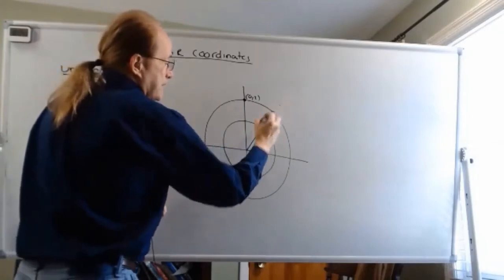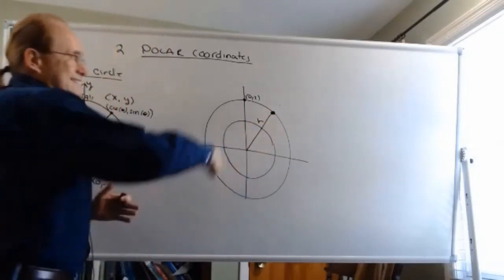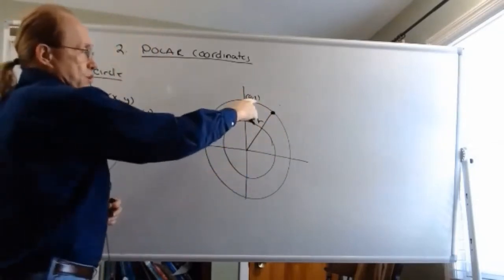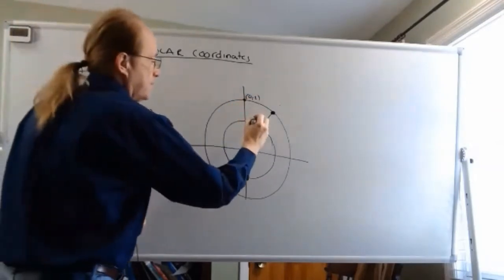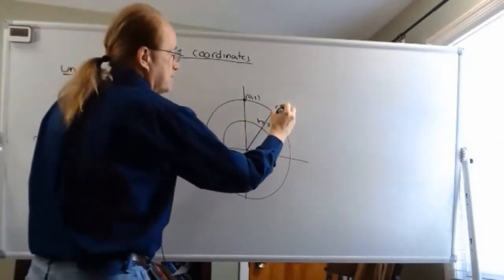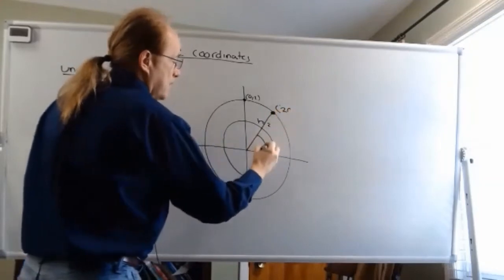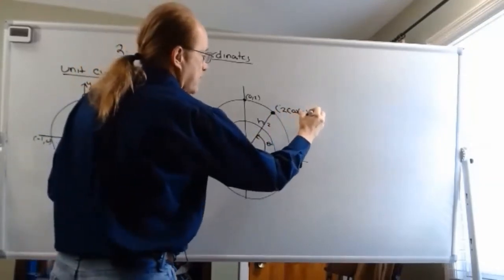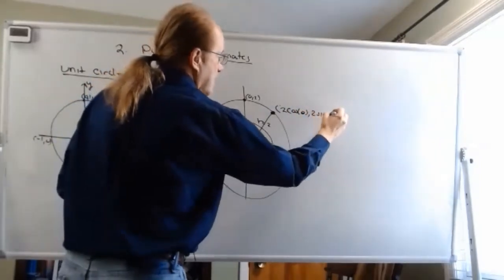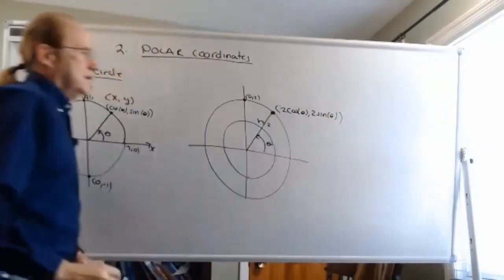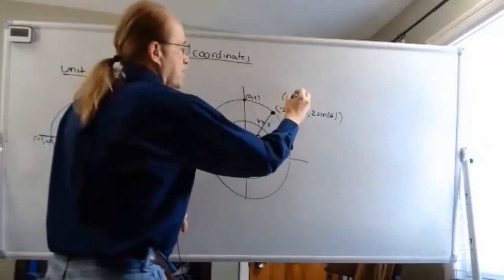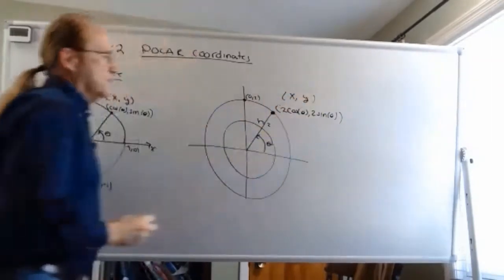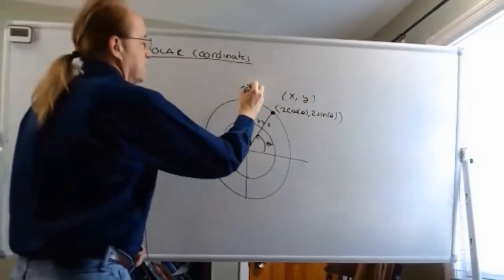And I would represent that with this distance r, the distance out from the origin, which is 2 in this case. And I could represent it as 2 times the cosine of this angle theta, and we showed that early on, or 2 times the sine of theta. And that's also equivalent to that point in Cartesian coordinates of x comma y.